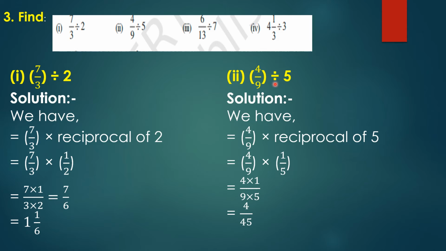The next one, 4 by 9 divided by 5. What we have to do is take the reciprocal of 5 as 1 by 5. Therefore the division will become multiplication. Therefore 4 by 9 into 1 by 5. Now 4 ones are 4, 9 fives are 45. 4 by 45 is the answer for this question.